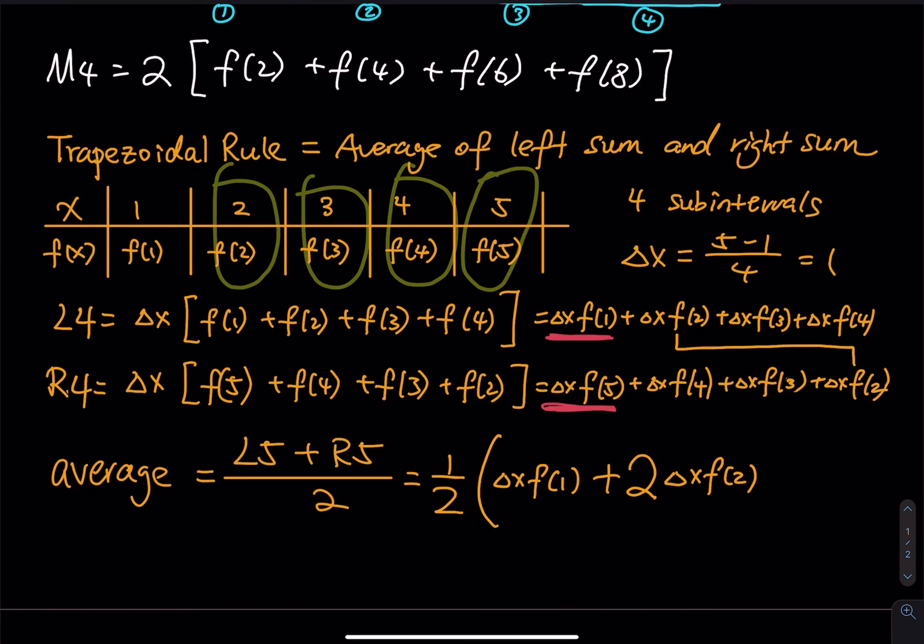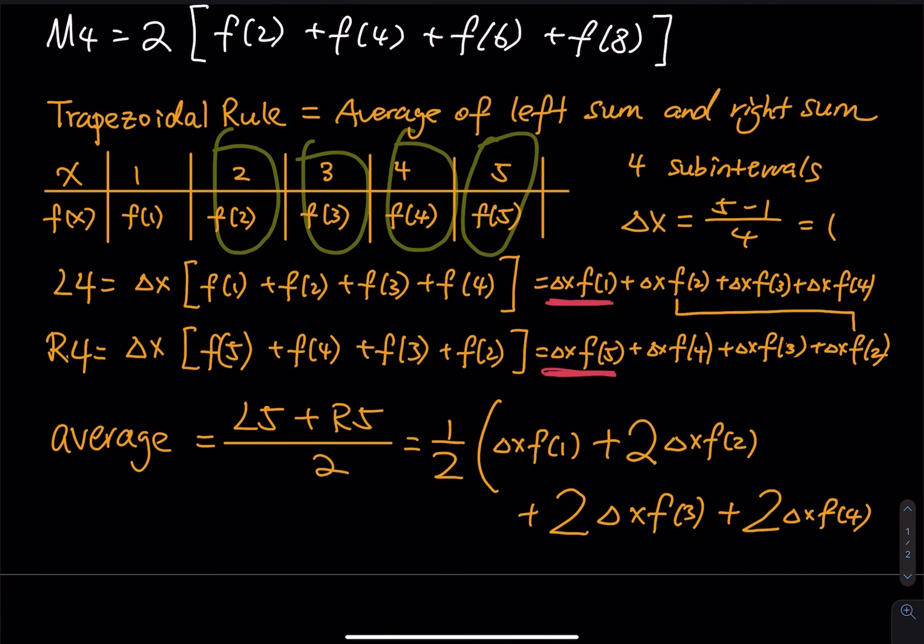And then for f of 3, same thing, we have 2 delta x f of 3. And then for f of 4, we have 2 delta x f of 4. Do we have 2 delta x f of 5? No, we only have 1. So the last one is delta x f of 5.